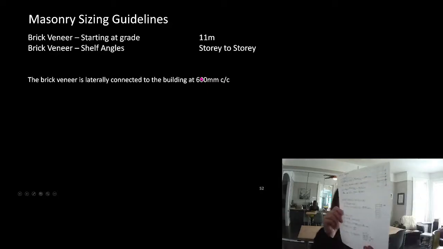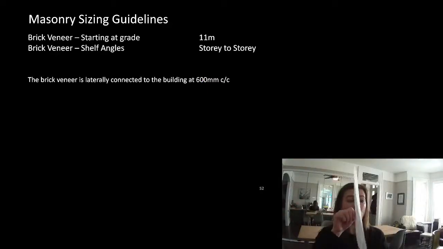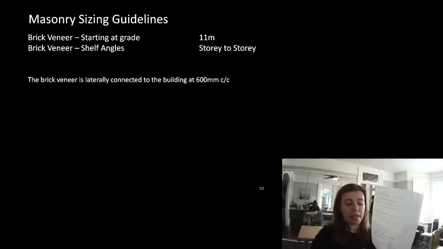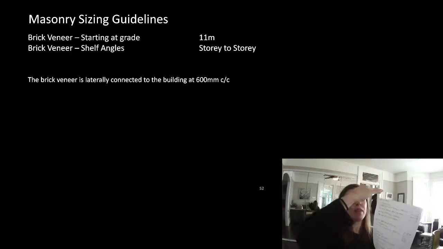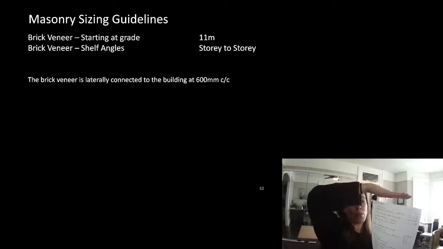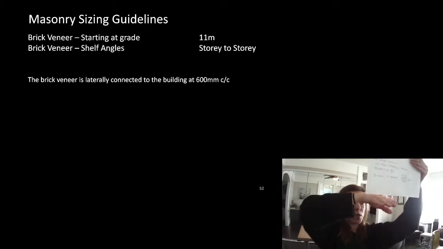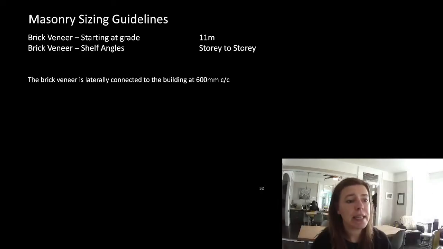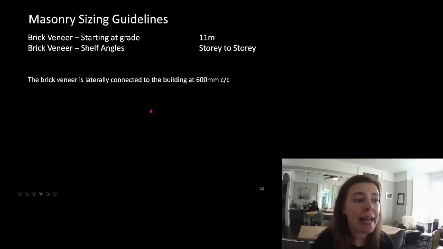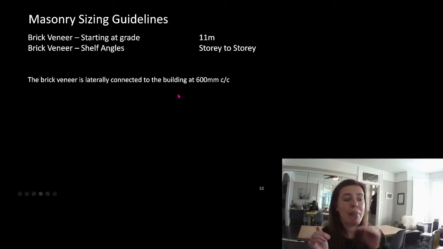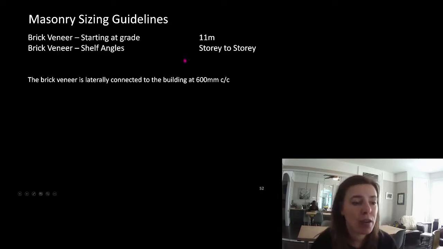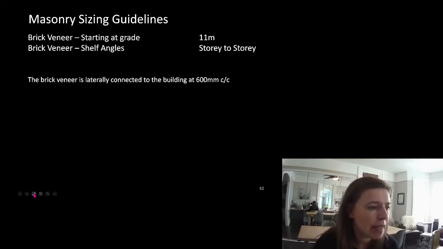So that means if this is our brick wall, it can go up quite high. If we have multiple stories of it, we would put a steel angle to support underneath it. So if this is story 1 and this is story 2, we would put something here that supports it and fasten it back to the building. And we actually tie the brick back to the building every 600 millimeters. So what does that look like?